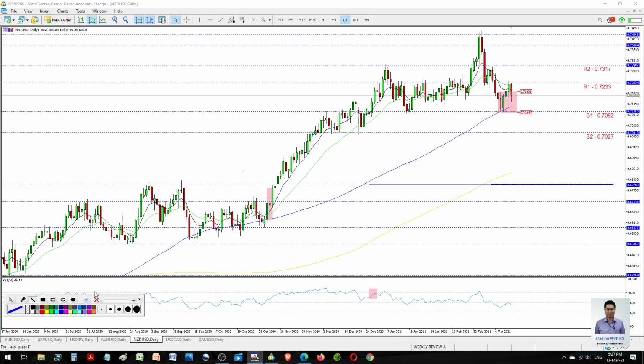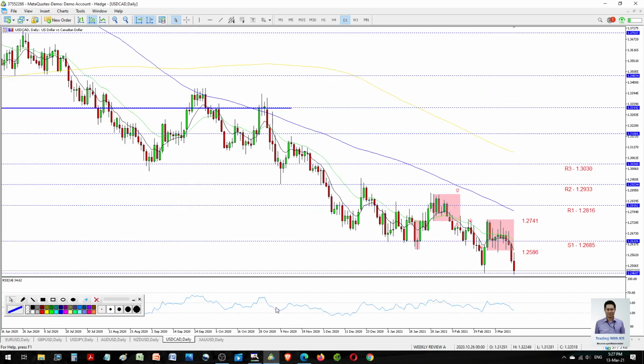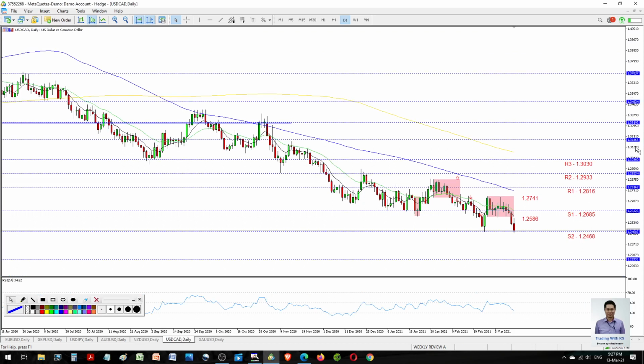So this one, after it broke the consolidation, the price already hit the first target, 0.7233. So this one we have to wait, because the pattern is uncertain. And USD CAD, we talked about this.